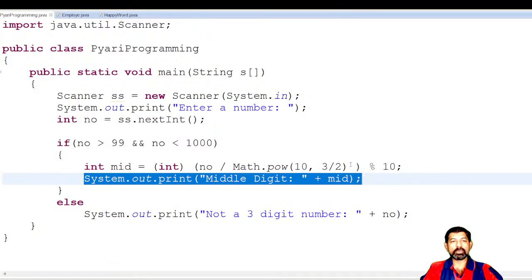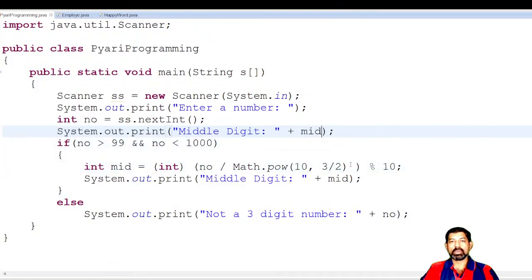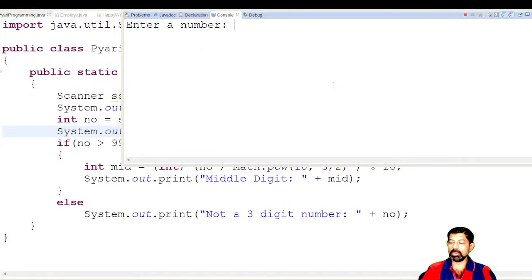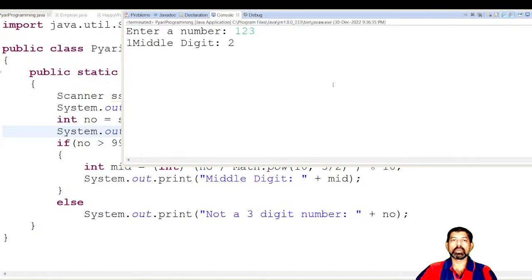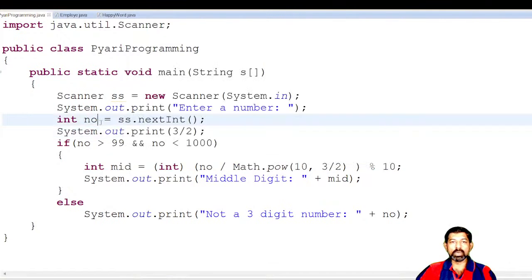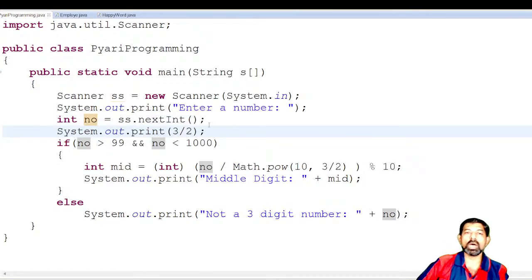Now let me show you 3/2, I am showing you. It is important to know what exactly you are going to get, because it is integer division. 3/2. Now I'm giving 123. Now we are going to get 1 over here, because 3/2 the fractional value is how much?